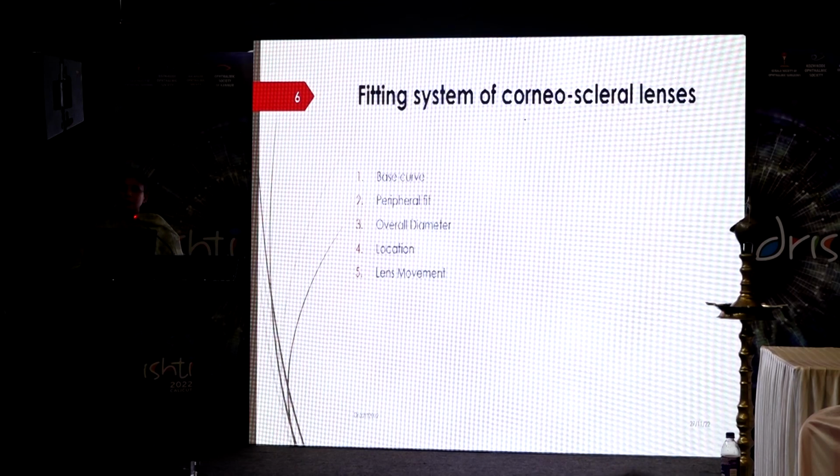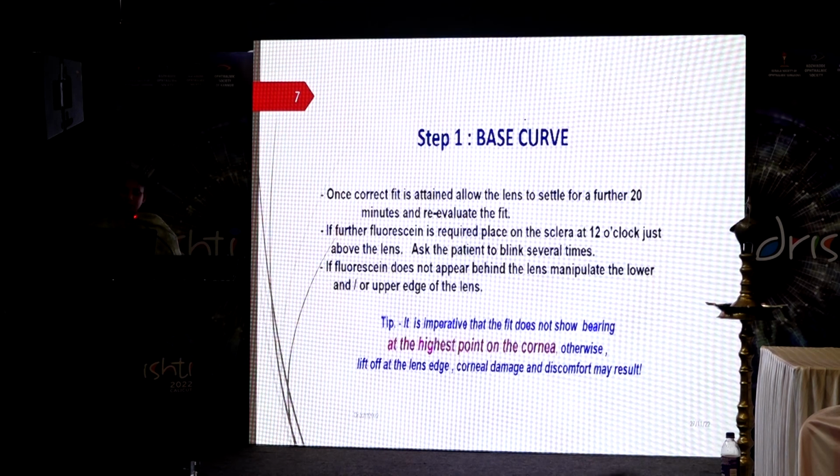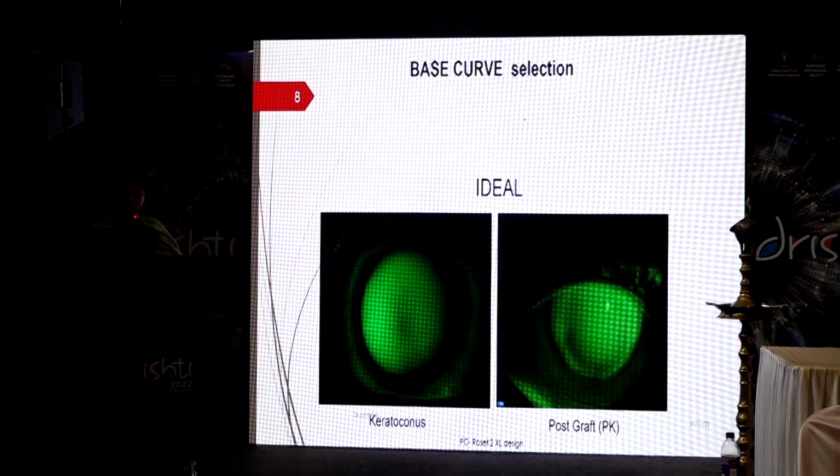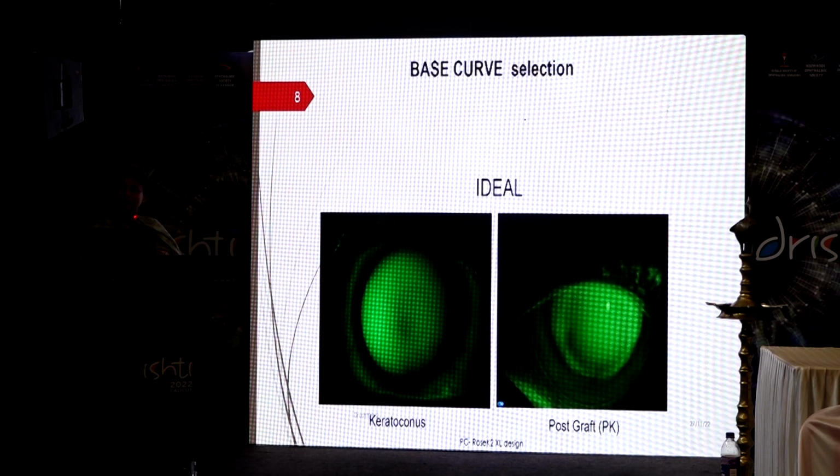The fitting system follows five steps. You need to work on the central fit, which depends upon the base curve that you have chosen. Next you move on to assessing the peripheral fit, then thirdly the overall diameter, followed by the location and lens movement. The first step is the base curve. You have to follow the manufacturer's fitting guideline as to what the first lens or trial lens will be for the given condition. In this case I have chosen the Rose K XL lens, which is a Menicon product. I'm not going to go into the details, but this is what an ideal central fit looks like in a case of keratoconus.